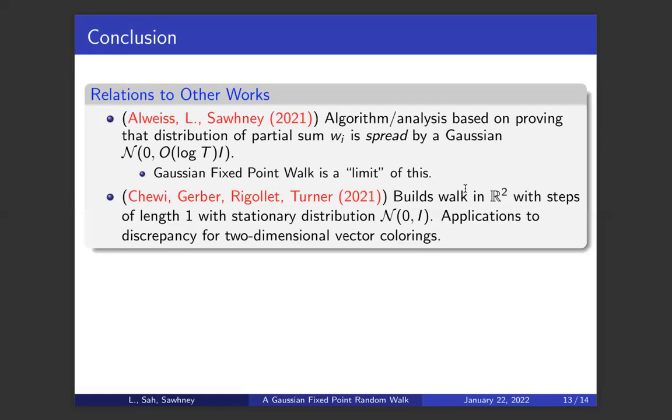Also, later work of Chewi, Gerber, Rigollet, and Turner built a walk in 2 dimensions instead of 1 dimension, with steps of length 1 vectors whose stationary distribution was exactly the 2-dimensional Gaussian. Using this, they were able to give an online discrepancy algorithm where instead of having plus minus 1 signings, they had vector signings with 2-dimensional vectors, and they achieved some bounds on the discrepancy in that setting.